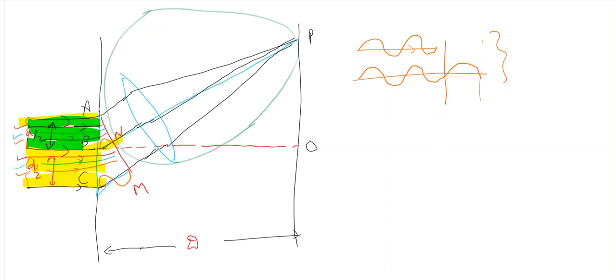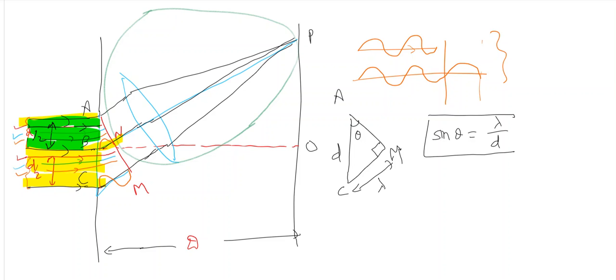So I can say that in triangle ACM, this is the perpendicular, so it is 90. Let this angle be theta. So sine theta, our assumption was that this gap should be lambda, and this is d. Sine theta has to be lambda by d. If this condition is satisfied, then P point will be a dark point.